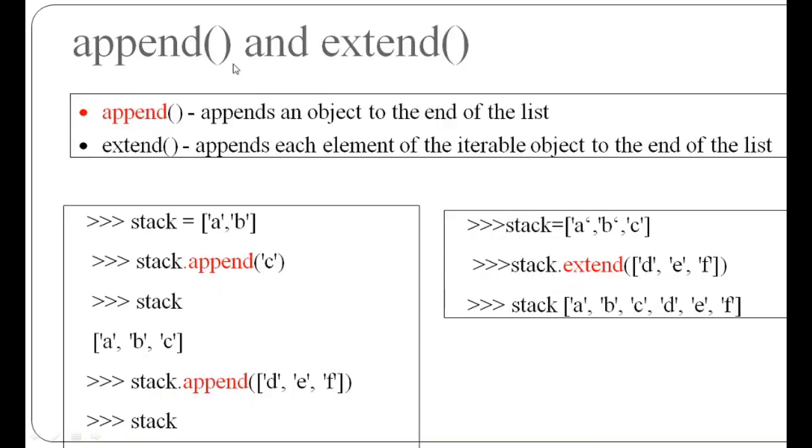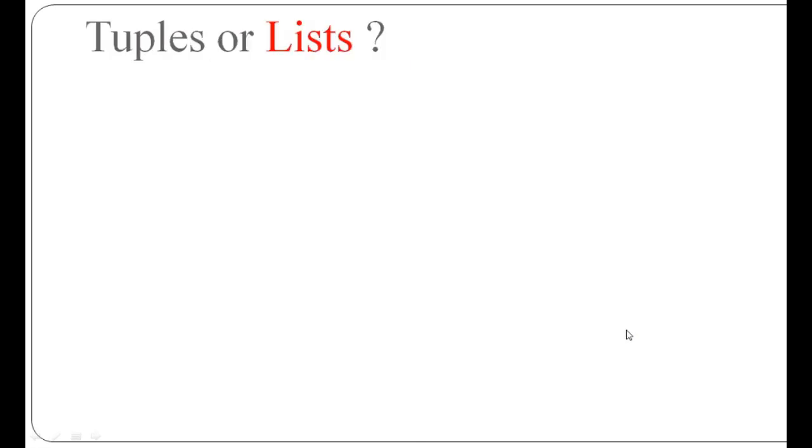I'm explaining that append and extend further with some examples. So I have a stack with 2 elements and then I'm appending. So now the stack has got 3 elements. If I'm appending a list, then the whole list will be appended. But in extend, the whole list will be iterated and then it will be extended.